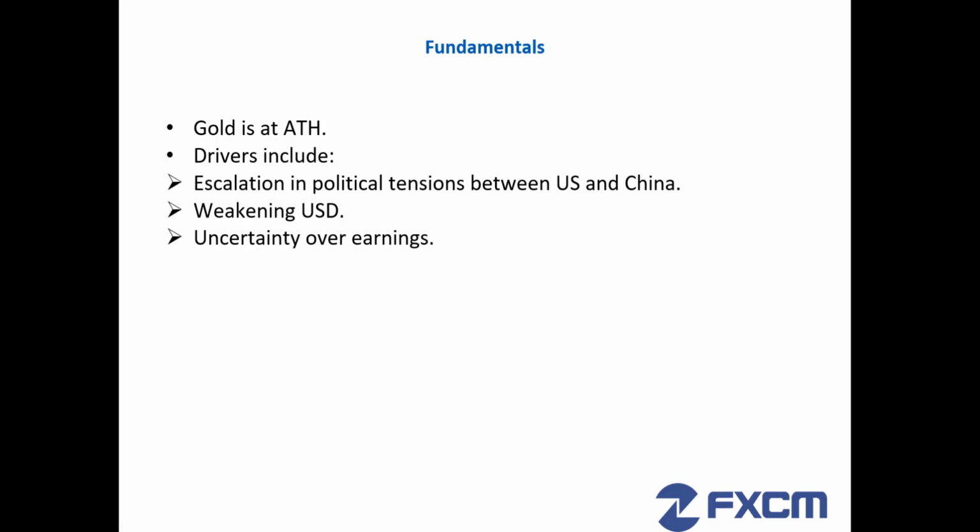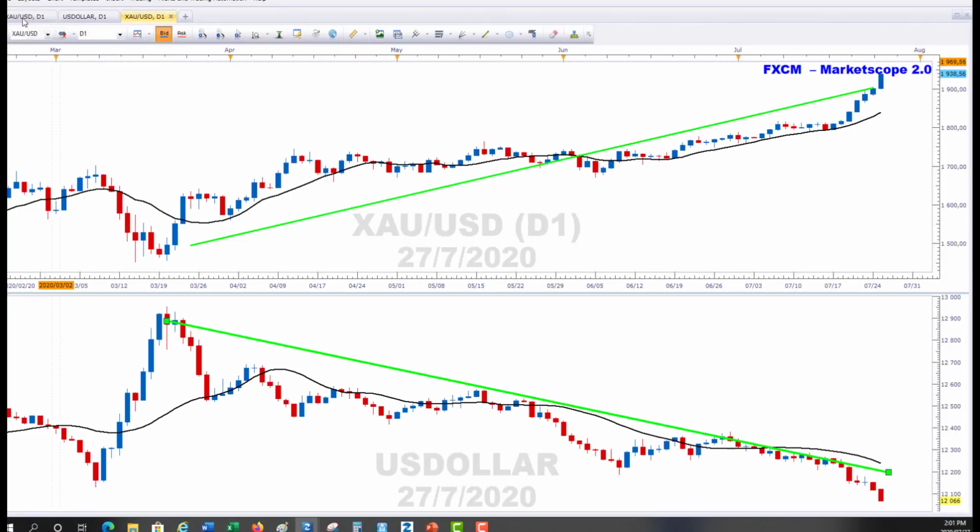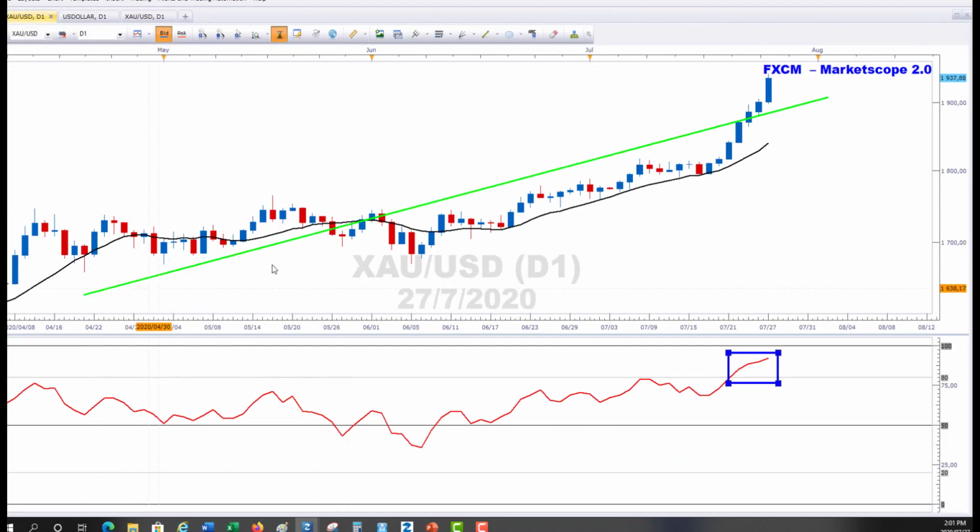Now what we want to do is just take a look at the chart. We're going to start off with the gold chart, and you can see this green line here. It's moving from the lower left to the upper right, and that's indicative of an uptrend in gold. Moreover, you can see that price is above the 20-day simple moving average, and the 20-day simple moving average is pointing up. However, take a look at the RSI.